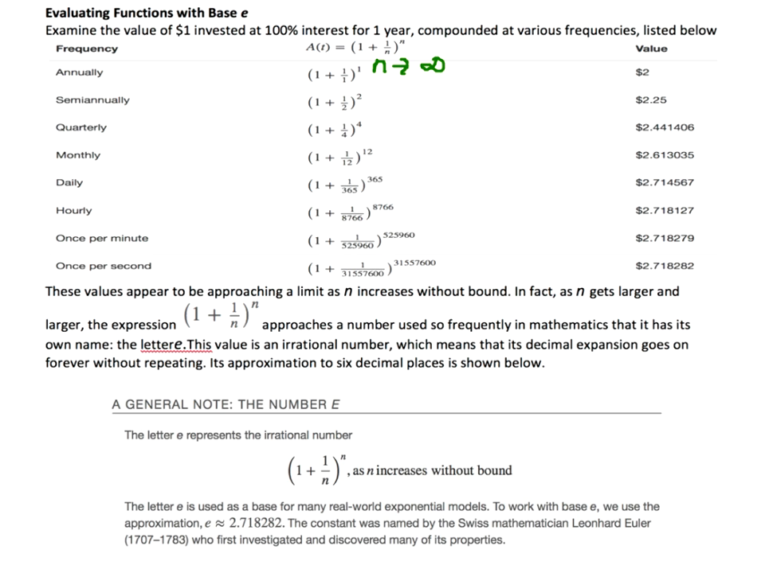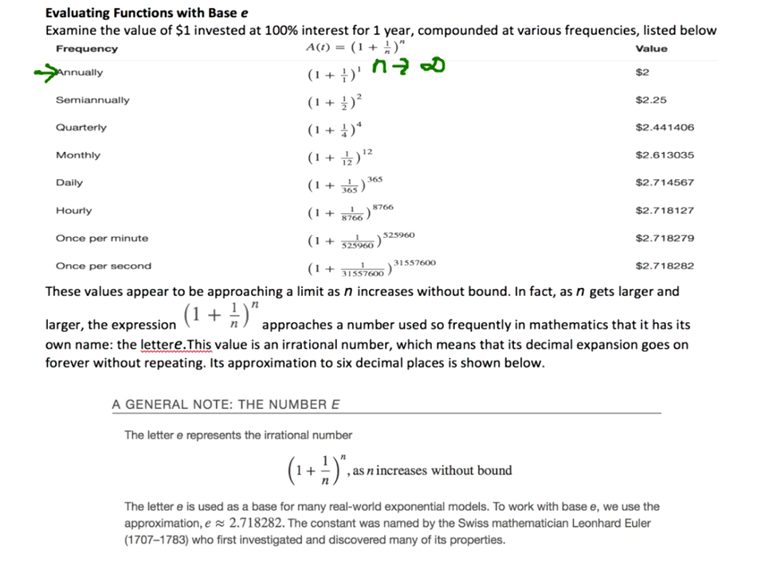So we can see what the difference is. Okay, so we have a rate of 100% compounded annually in this first column here for 1 year, and then compounded for 1 year with 2 compounding periods. So that comes to 2.25. And then 4 compounding periods, we end up with 2.44, and so on and so on.